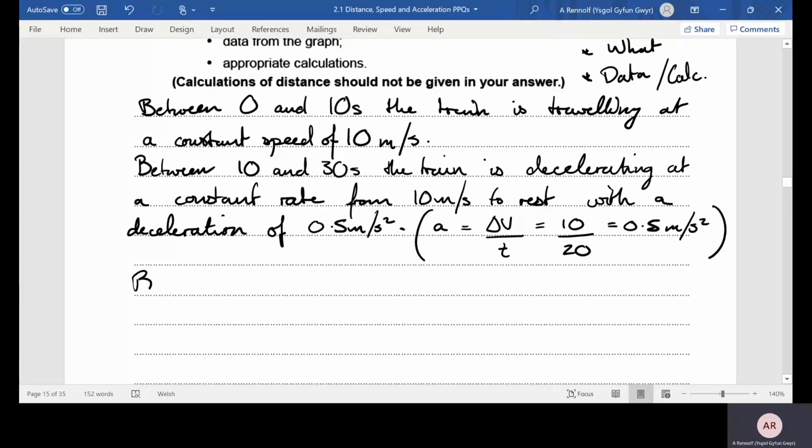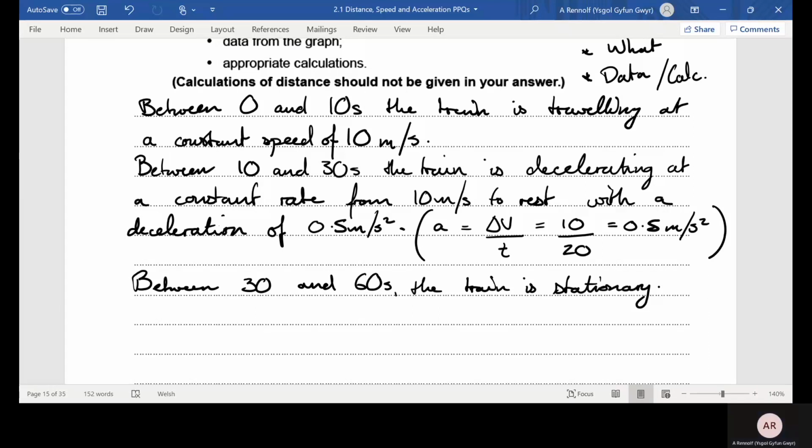Moving on to part three, between 30 and 60 seconds, the train is stationary. Train is stationary. It's not moving. Now we don't need to give any data to go with that. We know that stationary means speed of 0.